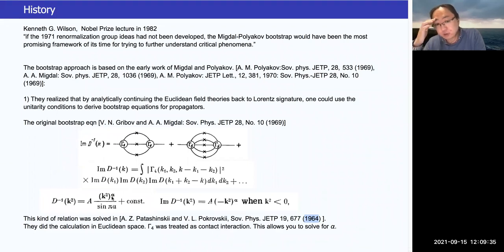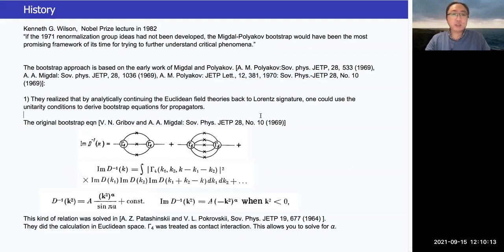It's kind of guesswork. First of all, treating gamma 4 as a contact interaction is not really correct. Another thing is that the calculation was done in Euclidean space, and the connection between Euclidean and Lorentzian signature was not clear in that paper. So the calculation was not on really solid ground. So yes, this is what was done in the first two papers.